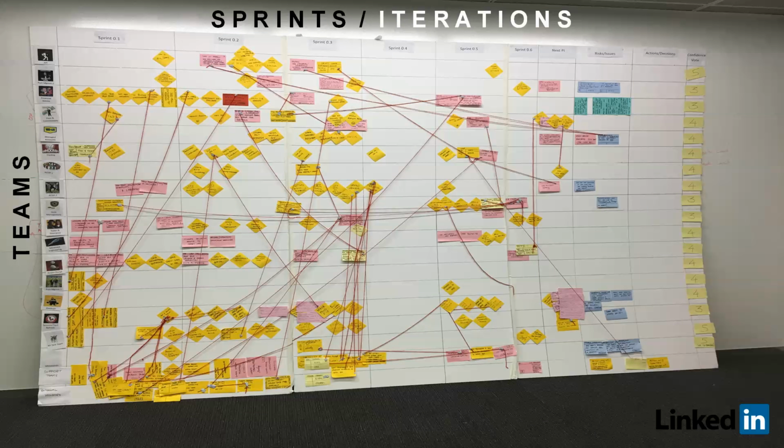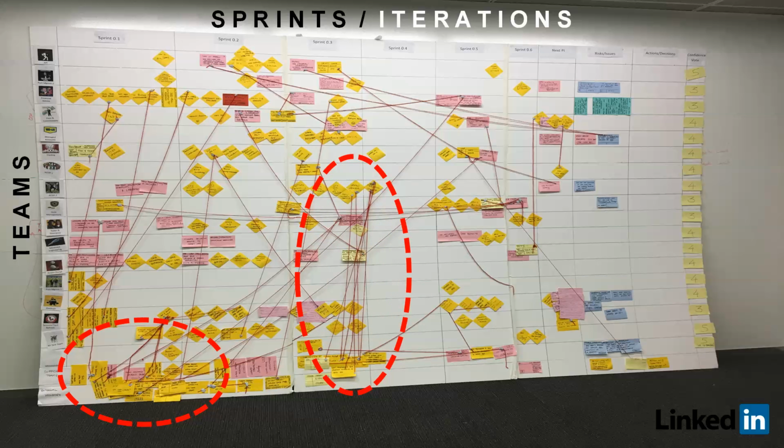Some months ago, I saw this SAFe program board on LinkedIn. On the left, vertically, we have the teams, horizontally, the sprints or iterations. At first glance, they did a pretty good job. They have figured out lots of dependencies. However, if we have a closer look, we can see there are at least two hotspots. In the left corner, they obviously struggle with space, so they put sticky notes above each other. In the center, it's quite hard to figure out who depends on whom.